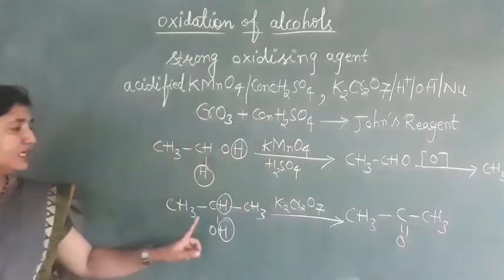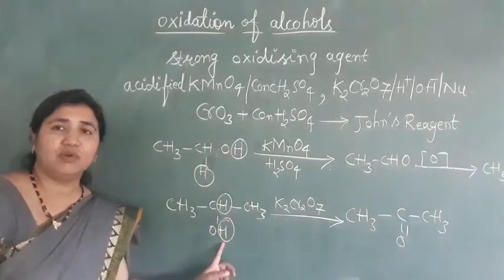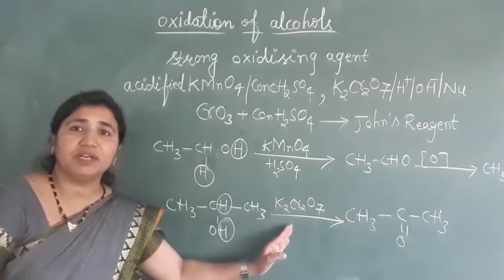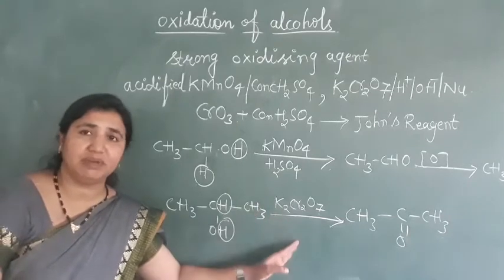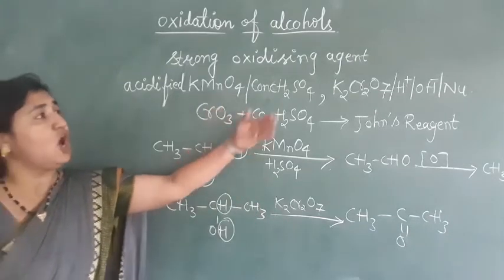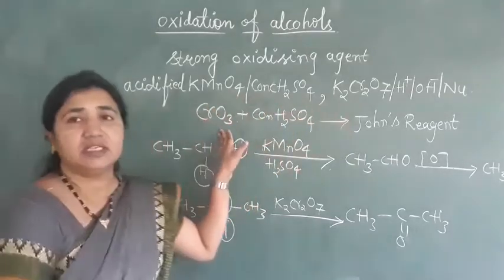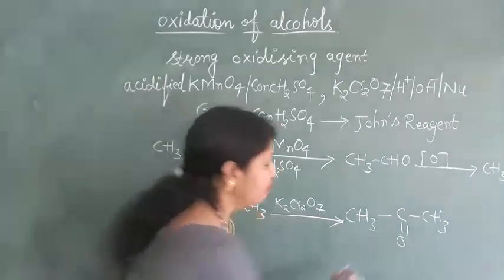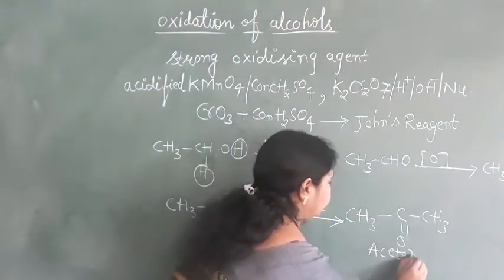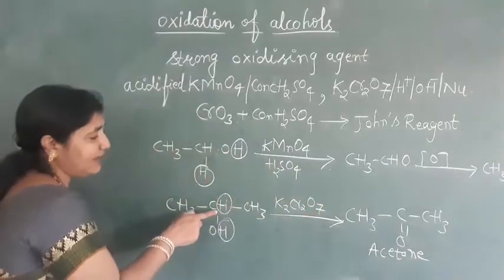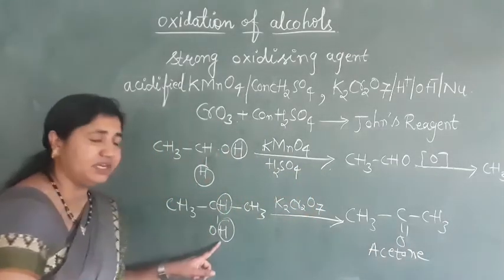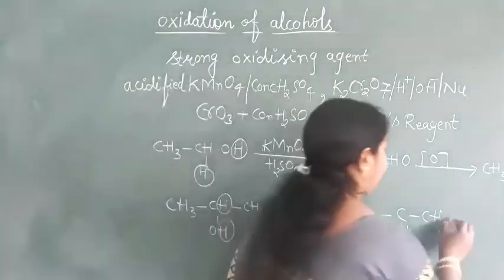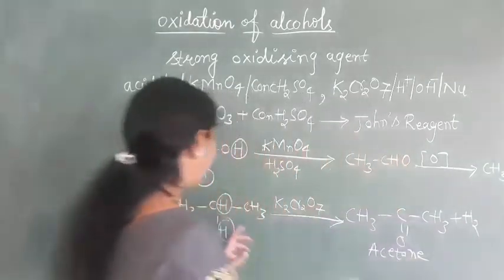This secondary alcohol, isopropyl alcohol, on oxidation with potassium dichromate, potassium permanganate or CrO3, will give a ketone. What do we form here? Acetone. One hydrogen from this carbon and one hydrogen from this oxygen are removed, and we get acetone plus H2. Hydrogen gas is released.